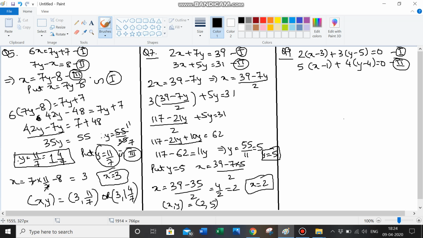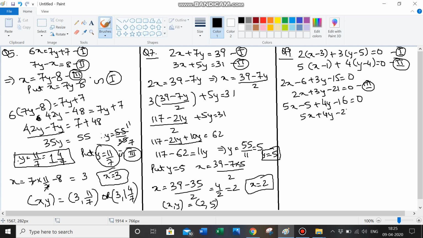Let's move on to the next question, which is question number 9. So let's open these brackets first. So 2x minus 6 plus 3y minus 15 is equal to 0, which means 2x plus 3y minus 21 is equal to 0. This is my third equation because I will find it very difficult to work with this. Let's look at the second one. 5x minus 5 plus 4y minus 16 is equal to 0. This becomes 5x plus 4y minus 21 is equal to 0. This becomes my equation number 4.